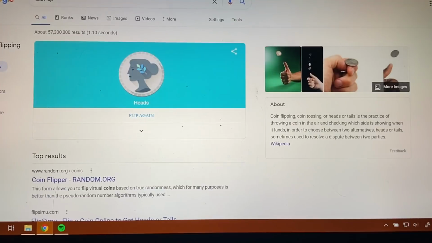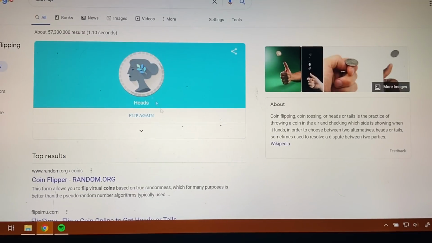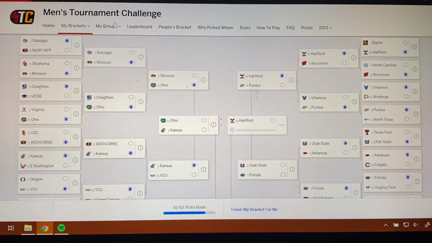Hartford versus Purdue. We're rooting for heads. We got to have a 16 seed in the Elite Eight. And we do! Hartford advancing to the Elite Eight as a 16 seed. Utah State and Florida. Okay, let's see what happens here. Come on, Utah State. We want to see another heads. We see tails, so we have Florida advancing to the Elite Eight there.